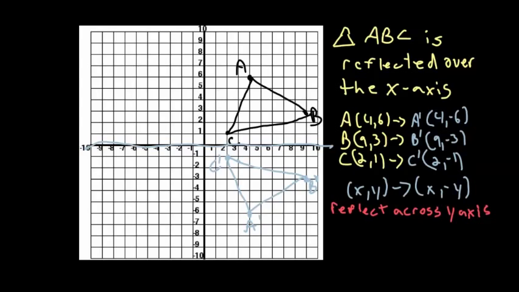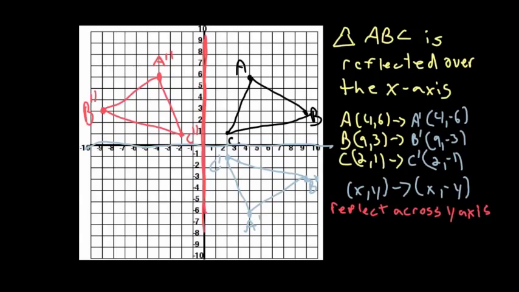So again, this red line is going to be our y-axis. So we have to be the same distance. So C is 2 from that line. So we'll go 2 from the line in the opposite direction. A is 4, so we're going to go 4. And B is 9, so we're going to go 9. Drawing our triangle. So this time I'm going to put double prime because we got 2 things that have been done to this. And so we can distinguish between the 2.